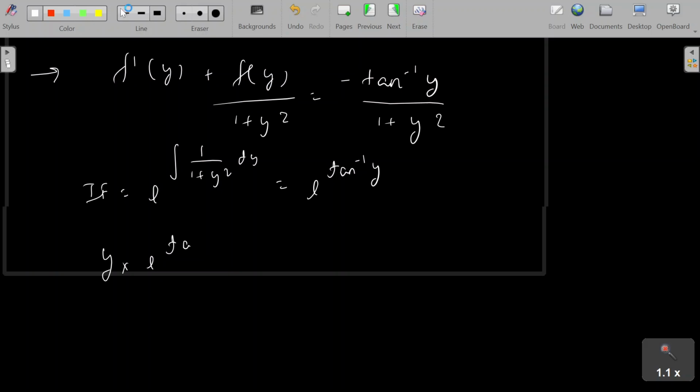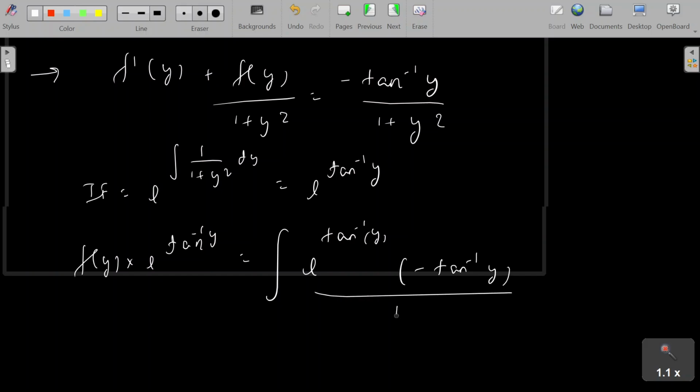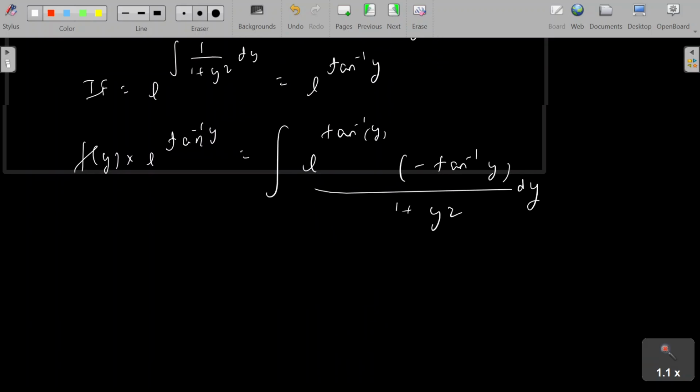So it will be f of y into e to the power tan inverse y. Since f is a function of y, you have to mention it especially. So f of y into e to the power tan inverse y is equal to ∫ e to the power tan inverse y into minus tan inverse y over 1 + y² dy, right?